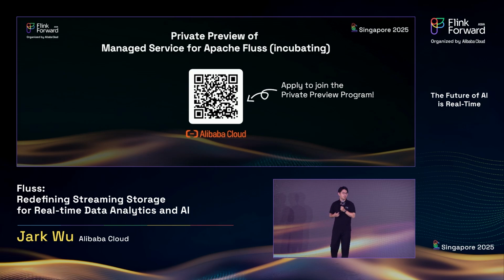Last but most importantly, we have launched the private preview of the managed service for Apache Fluss (incubating) on Alibaba Cloud, now also available in the Singapore region. So feel free to scan the QR code to join the private preview program to explore the next generation streaming storage.